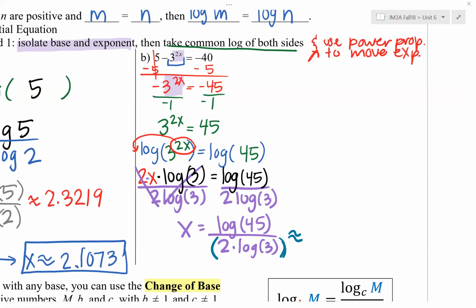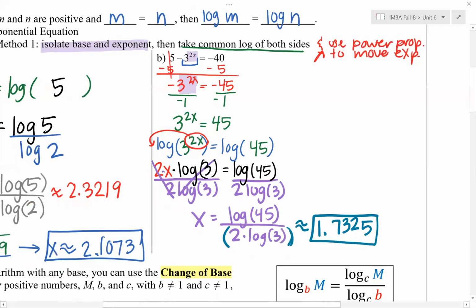And then for this answer, we should get about 1.732, and then the next digit is an 8, so that's going to round up to a 5. Okay, so 1.7325 for that solution.